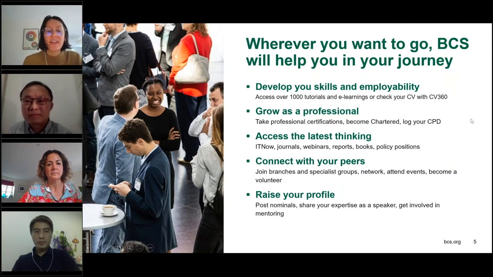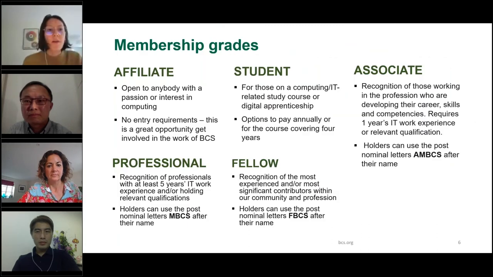And so here you can just see the outline of the different grades of membership from affiliate, which is really anyone who's just interested in IT or computing. So no need to work in the industry or anything like that. Anyone can join as an affiliate, all the way through to fellow, which is the most experienced professional with the FBCS post nominals. And then in between, we've got students who are studying on any computing course or apprenticeship. And then we've got associate, which is early in your career, working towards your first couple of years of work experience. And then the professional member with at least 5 years work experience in industry.